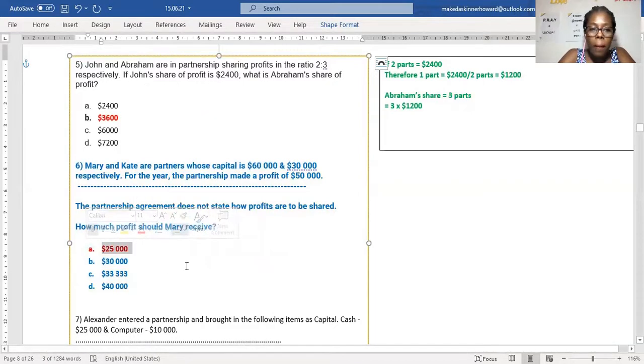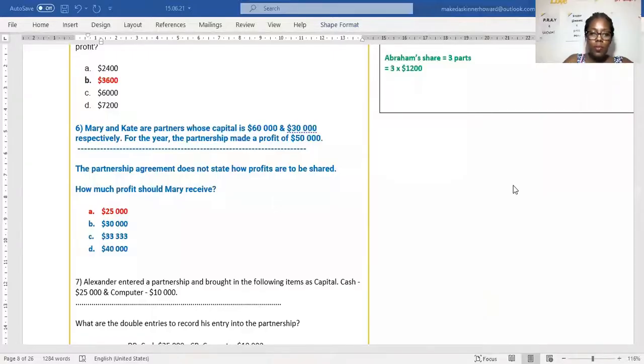Anybody could tell me why? If you know why the answer is A, drop a 1 in the chat. All right, so for number 6, Mary and Kate are partners. They didn't give us any profit sharing ratio. So according to the rule, once we don't have a profit sharing ratio, the profit must be shared equally. If you have 5 persons, divide the profit by 5. If you have 3 persons, divide the profit by 3 to find out how much profit should each person receive.